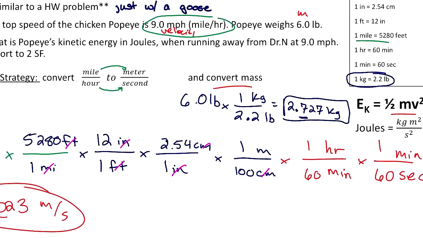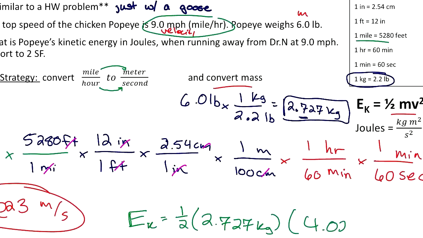Perfect, and now these are the numbers that we put in the kinetic energy equation to finally get the joule amount that we want. So this was the hard part, all right? Converting miles per hour to meters per second was the hard part. Plugging it into kinetic energy is the easy part. So kinetic energy is 1/2 times mass, 2.727 kilograms, times velocity, 4.023 meters per second, squared. All right, let's report out to 2 sig figs because all the numbers given were 2, and you get she has a kinetic energy of 22 joules.